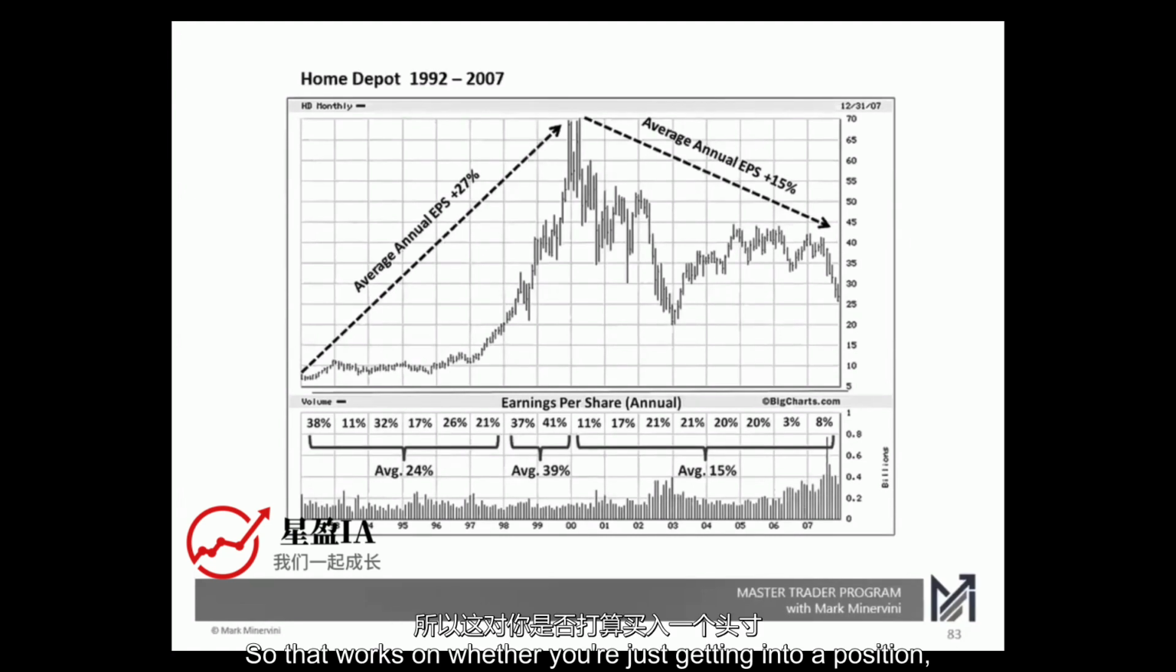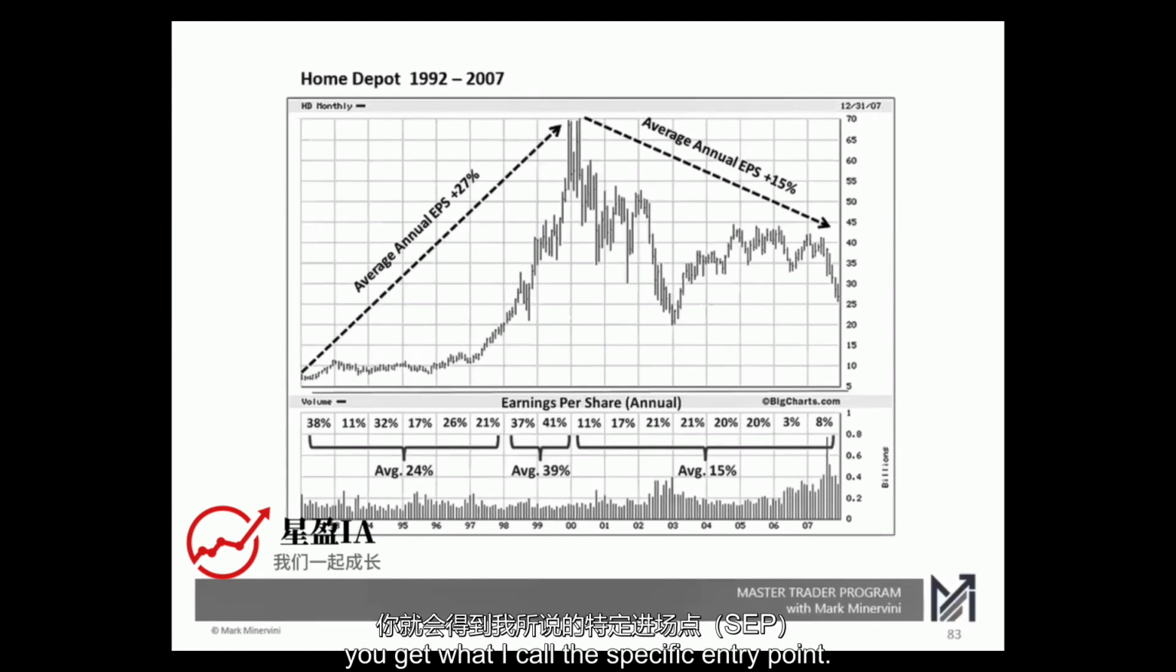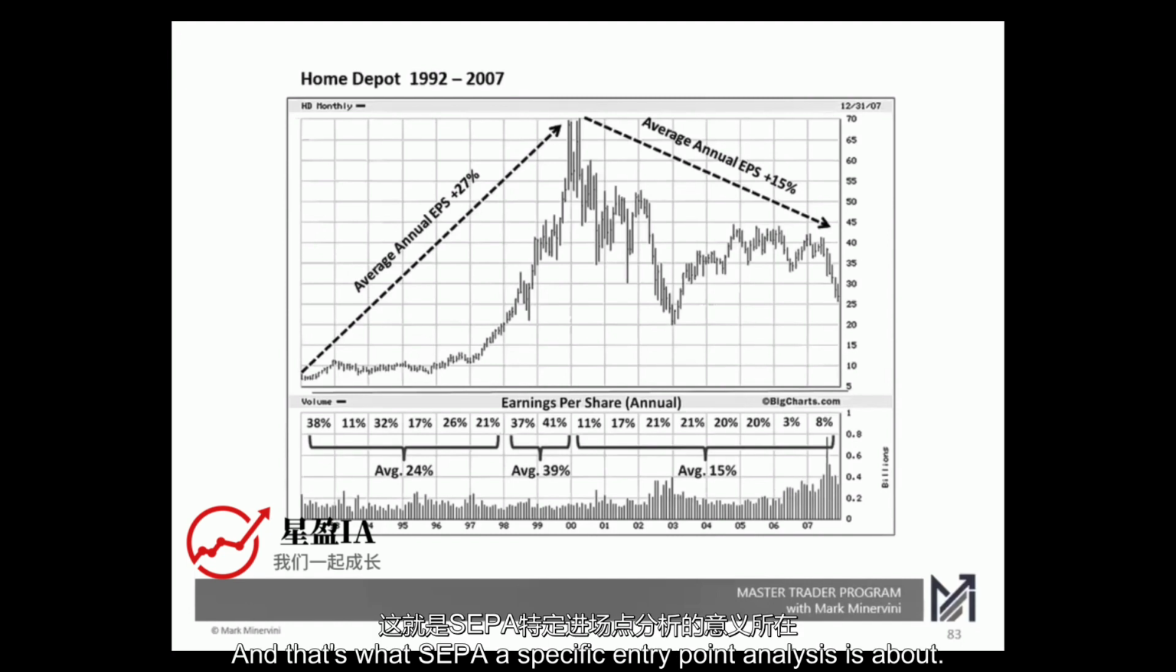So that works whether you're just getting into a position or even whether you're going to justify holding the position. If the stock price isn't acting right, you're not going to hold it just because the earnings are good. But it's when we put all these things together at the right time that you get what I call the specific entry point, and that's what SEPA, specific entry point analysis, is about.